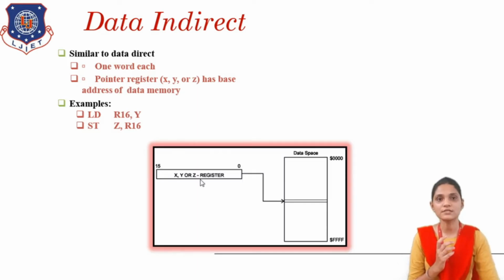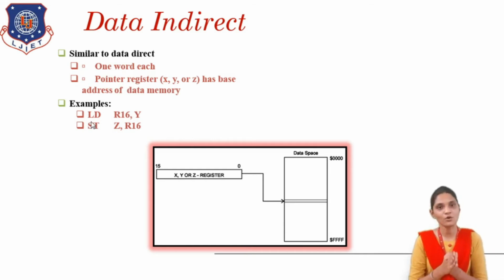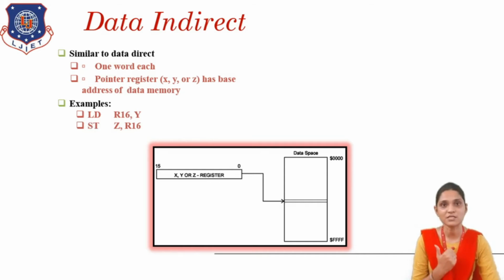Here we have the register X, Y or Z that can be used as a pointer to address the location, and you can access the data or store the data according to requirement, and according to requirement you have to use the operation code, whether LD or ST. Okay, so this is the data indirect addressing mode.